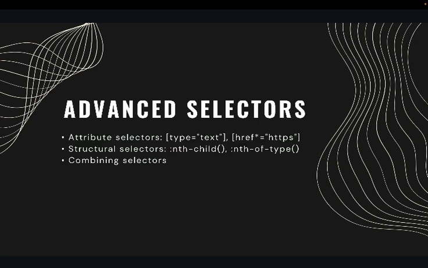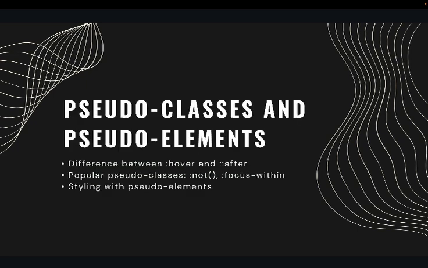Now, moving on to advanced CSS selectors. CSS3 introduced advanced selectors for precise targeting. For example, attribute selectors allow styling elements with specific attributes, and nth-child makes it easy to select elements based on their position in the DOM.